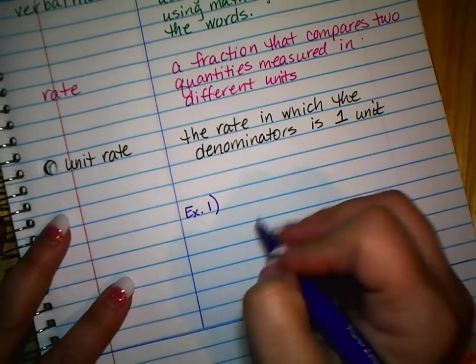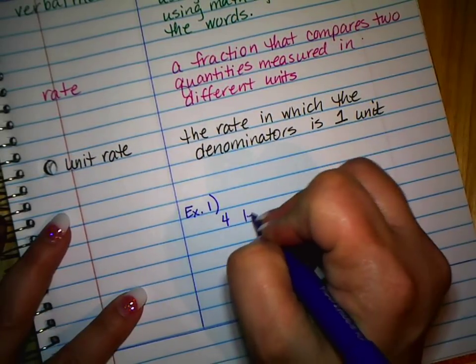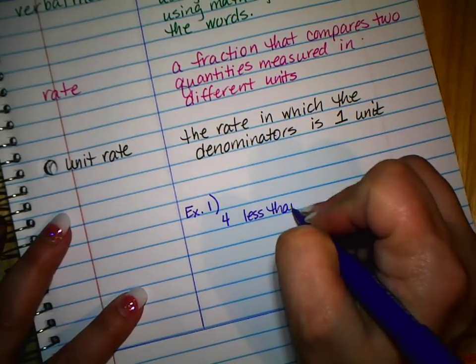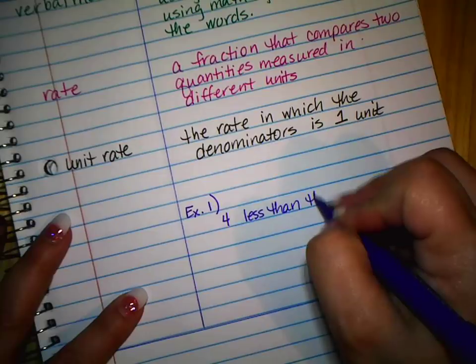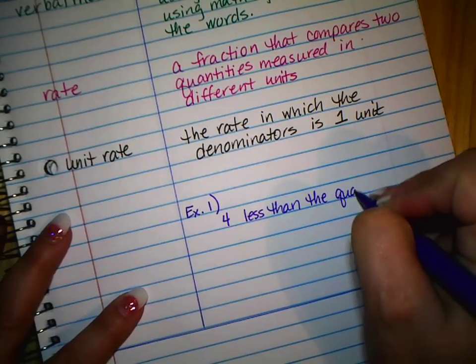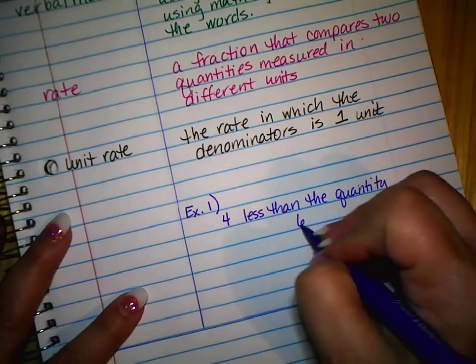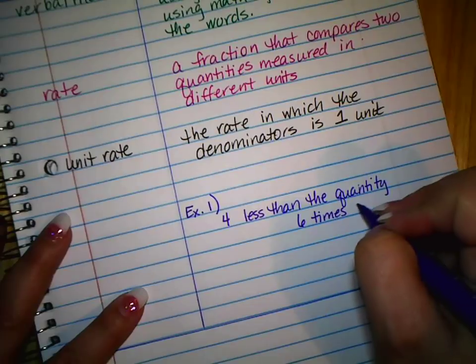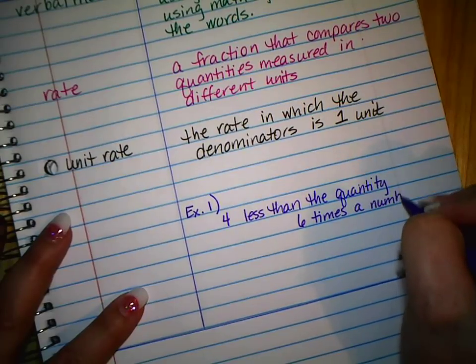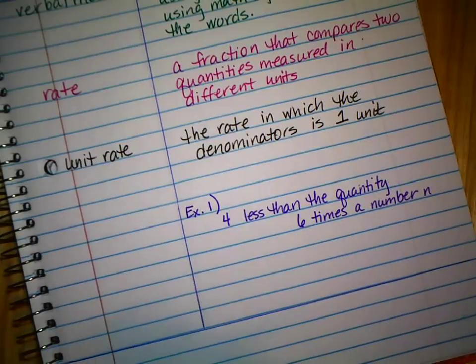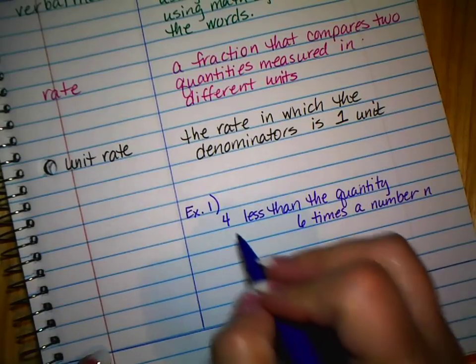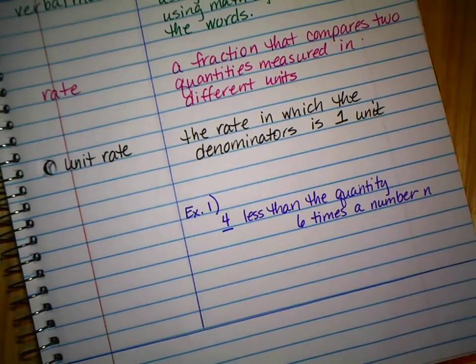Example 1. 4 less than the quantity six times a number n. What you're going to have to do, like I said, is read the words. You have 4. That kind of makes sense. It's a number.